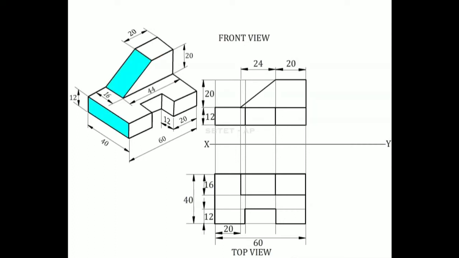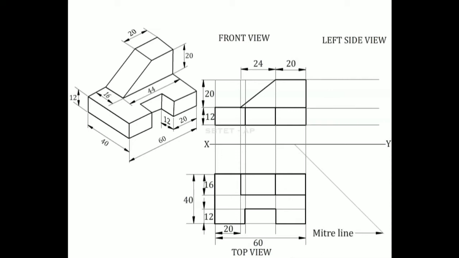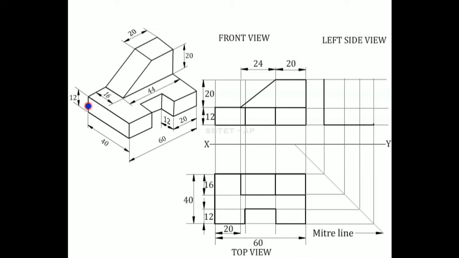Now to draw the left side view, as it will come to the right of front view, appropriately draw the miter line and draw the projectors horizontally from the front view and through the miter line from the top view. Now complete the left side view. Show the dimensions appropriately.